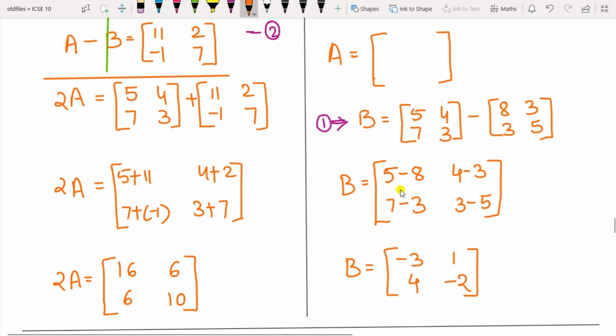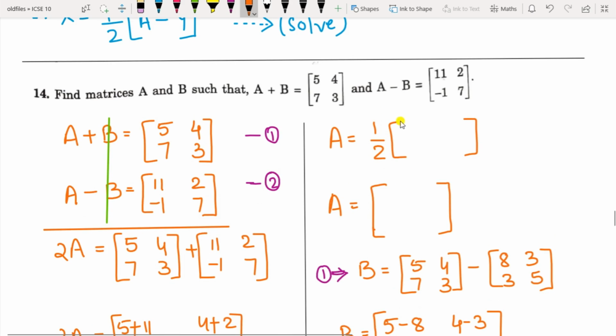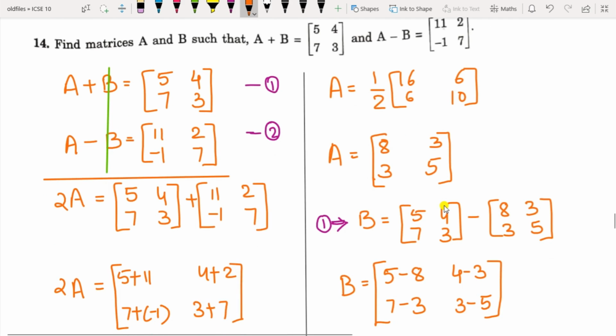Okay, 1 by 2, and the matrix is 16, 6 and 6 and 10. So multiply each element of this matrix by 1 by 2. So this will be 8, this is 3, 3, and 2 fives are 10. Now you got the value of a, you have to find the value of b now.